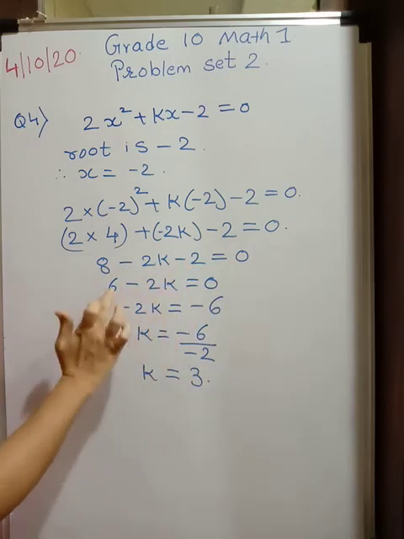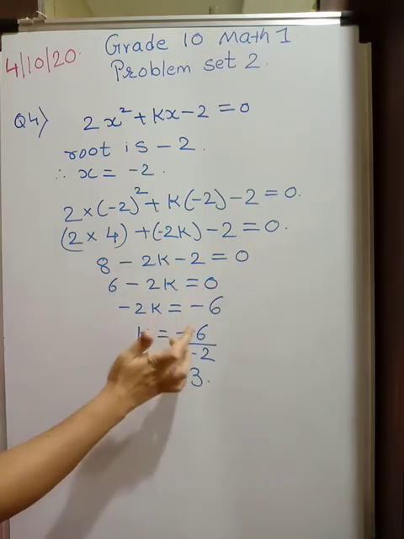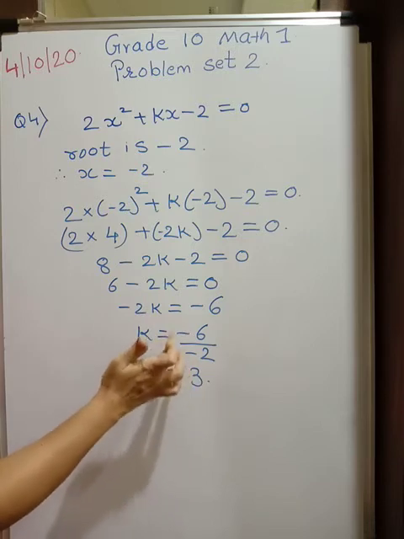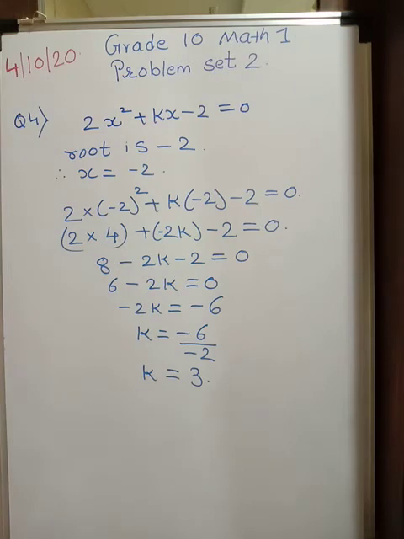So minus 2k shifted to that side. So 6 becomes minus 6. What will be k? Minus 6 upon minus 2. The minus minus sign gets cancelled. 2 ones are 2, 2 threes are 6. And so k is equal to 3. Okay. Let's go for the fifth question.